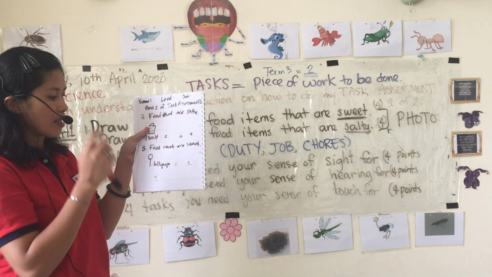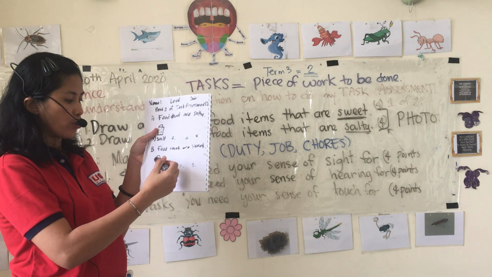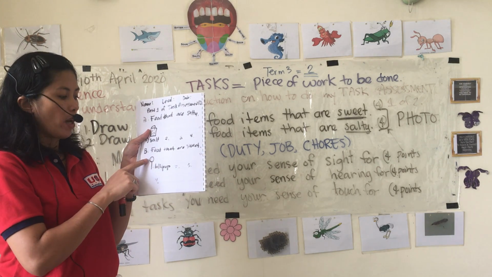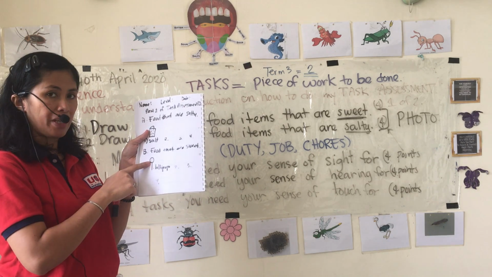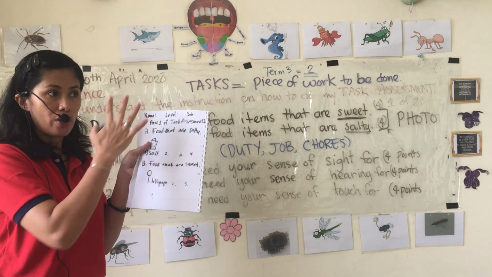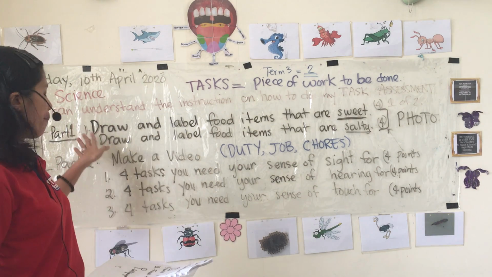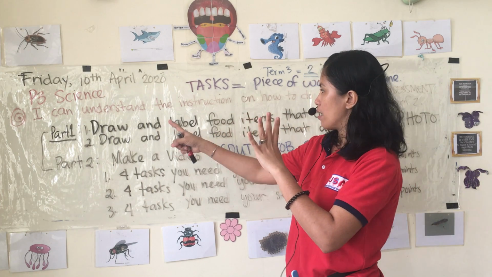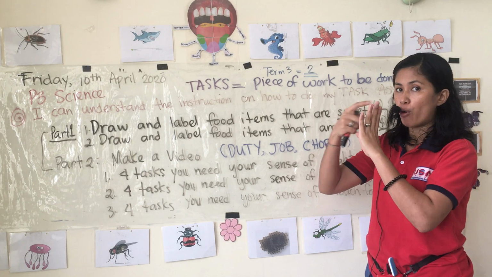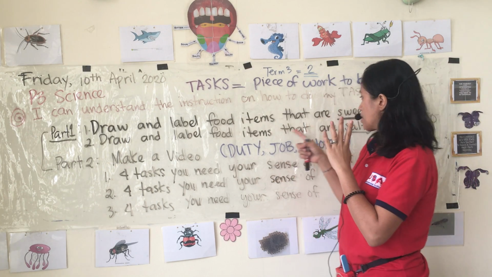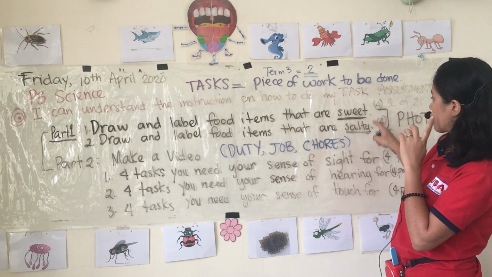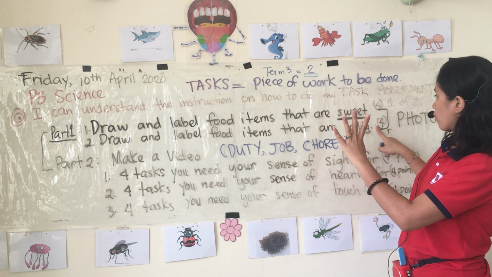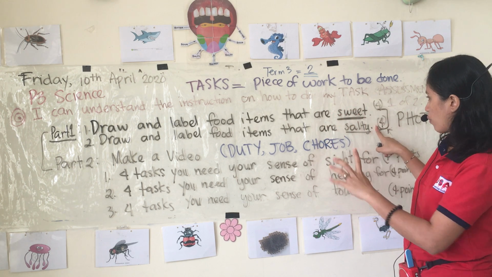My example was a lollipop. So you're going to draw a lollipop and you will put the name. What's the name of this object or item or picture? That's a lollipop. So that is for part 1. So if you draw 4 items of food that are salty, 4 points. 4 items, 4 points for salty food. Okay, 4 items also for sweet food.